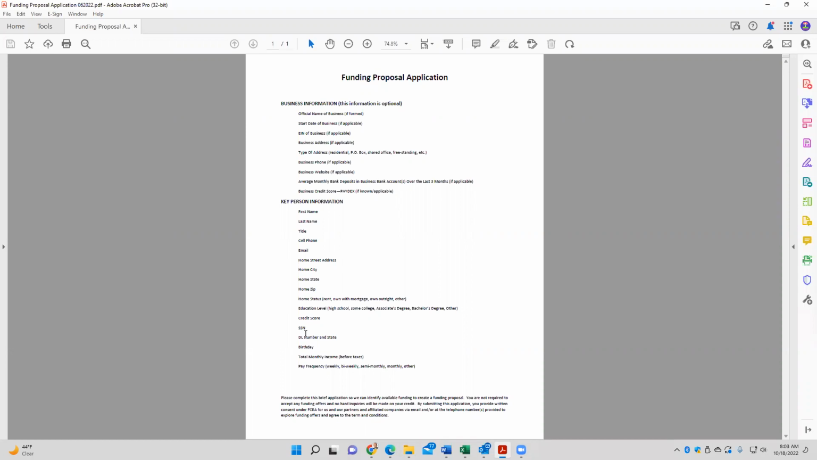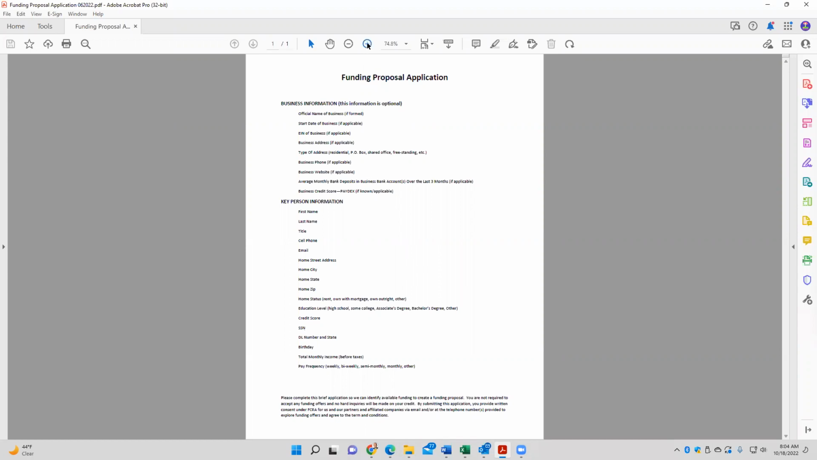This does not create any hard inquiries for the client, doesn't commit them to accept some sort of funding that they may not know the terms on. So at this point, we don't know what the interest rate would be or the terms or the payments. We need to get them some funding offers, and we will do so once you have this completed and again uploaded into your white label Dropbox and alert us of it.